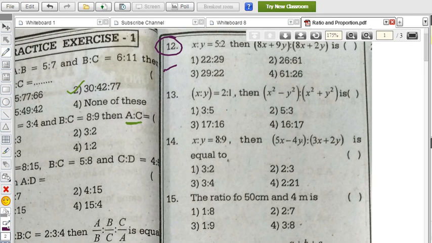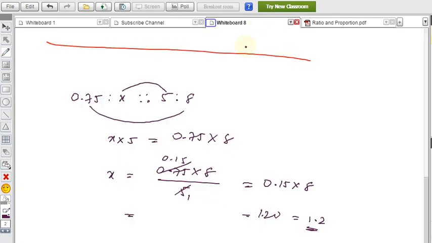Okay, one sum I'll tell you similar question. It's easy remaining. 13th one, x is to y is equal to 2 is to 1, then x square minus y square is to x square plus y square. So if you take this as some k, anything you can take some k, then x is equal to 2k and y is equal to 1k. Right? You can substitute. Otherwise, whenever the same squares, because here also x square, y square, all the powers are same, then you can directly also substitute. You will get the answer.